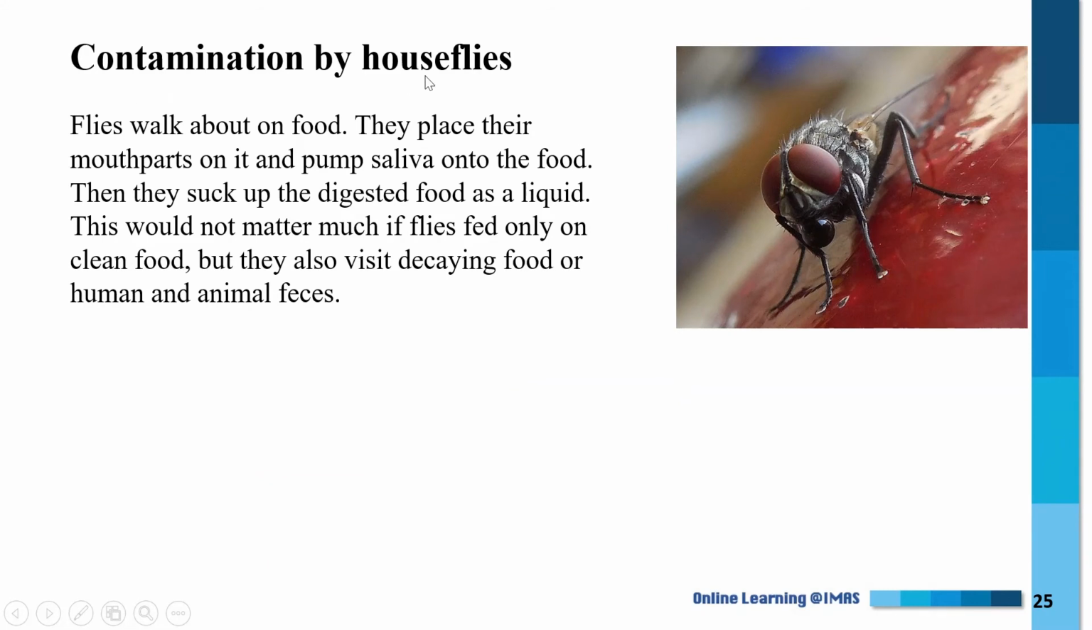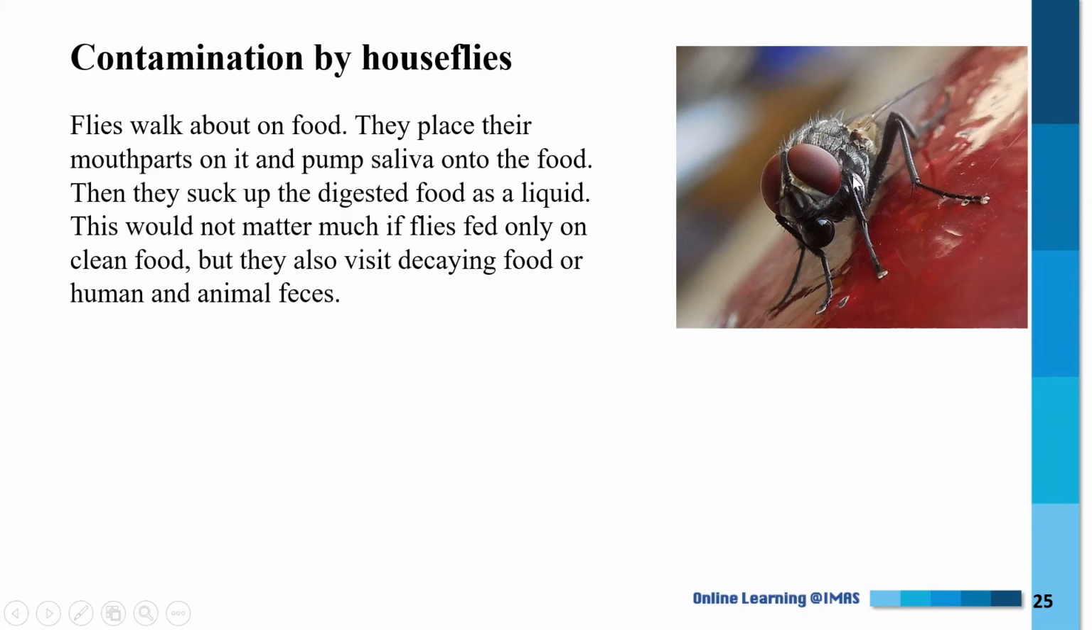Okay, contamination by house flies. A house fly, you can see how small, but it can transmit many diseases. Flies walk on the food, and also walk on dirty places. As you can see here, their feet are contaminated with bacteria. With their mouthpiece, they will inject their saliva inside the food, then they will suck it back. They will inject some bacteria, then suck the bacteria back.